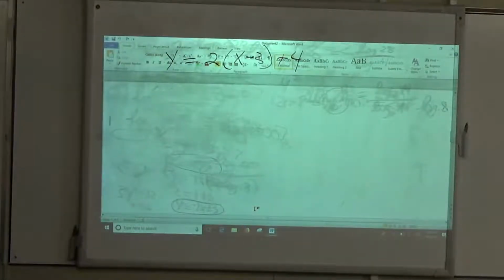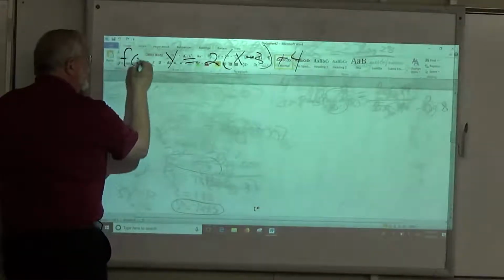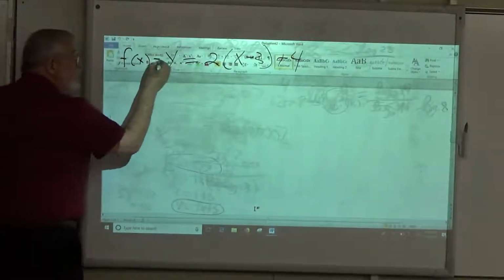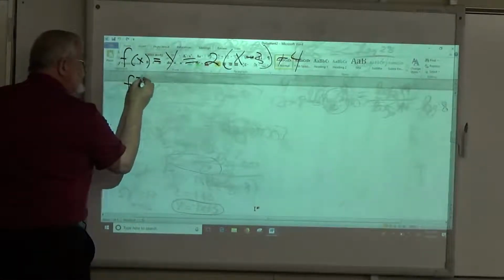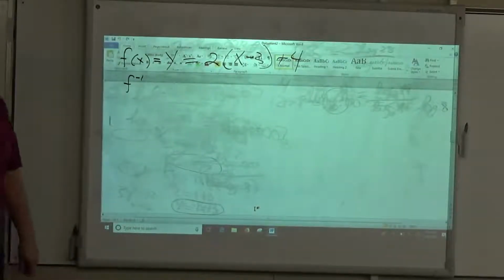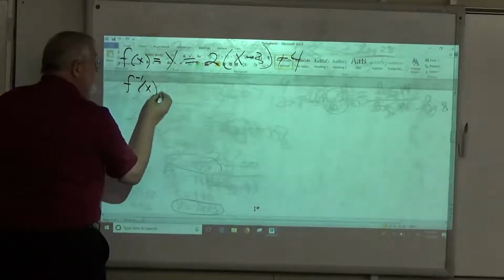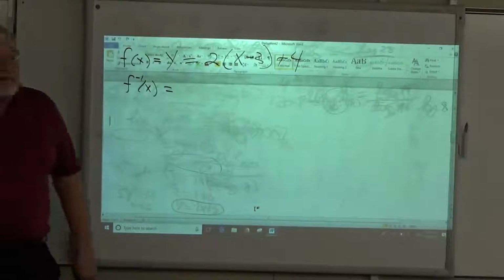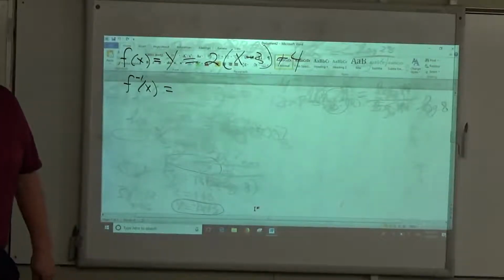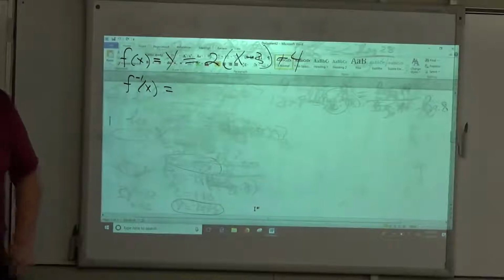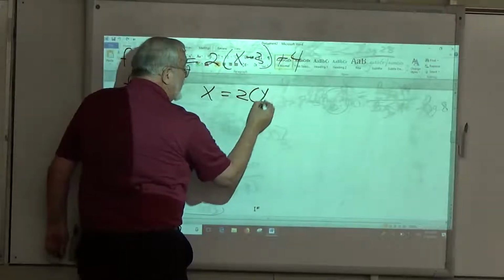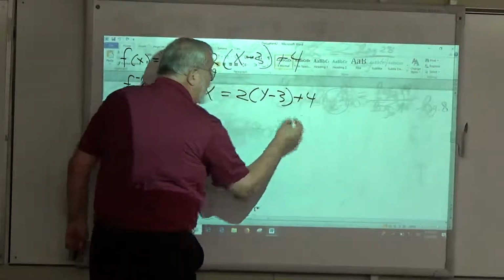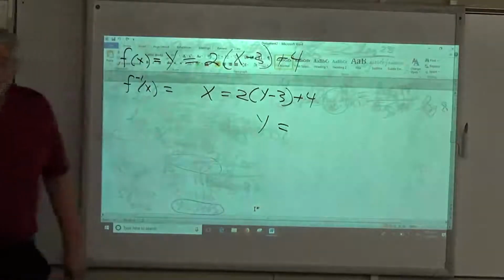Okay, now, to find this, this is what f of x equals. Now, to find the inverse, which is written like this, the power of negative 1 is the flip, right? So, this is representing the inverse of x. Okay, here's how I learned this. The first thing you do is switch the x and the y. So I change this to x equals 2, y minus 3 plus 4, and then I solve for y, and I'll have the inverse function.